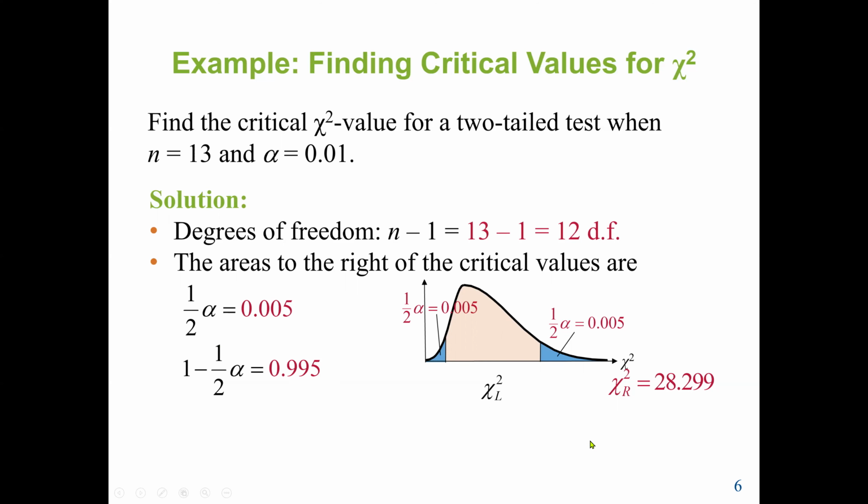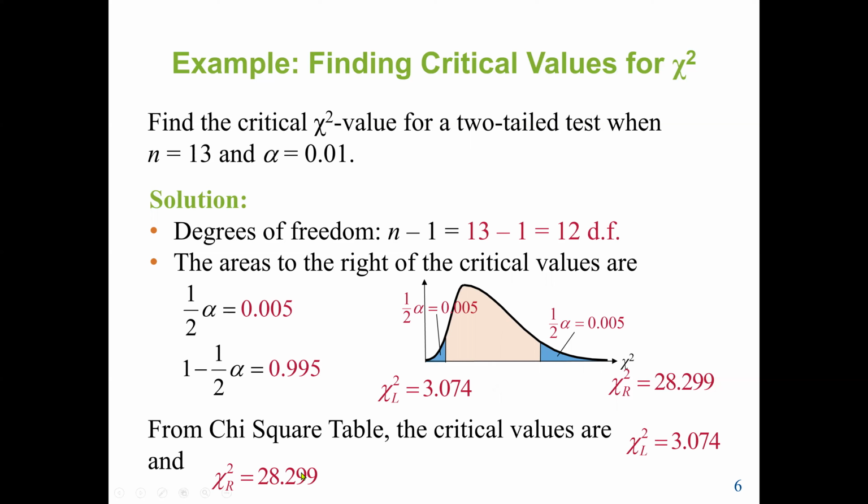So again, looking for the critical value with chi-square, two things we need: the degree of freedom, and the alpha, which is always given. Now it depends, as we saw in the theory, on whether it's a left tail, right tail, or two-way. So from the chi-square table, the critical values are, again, 3.074 and 28.299.